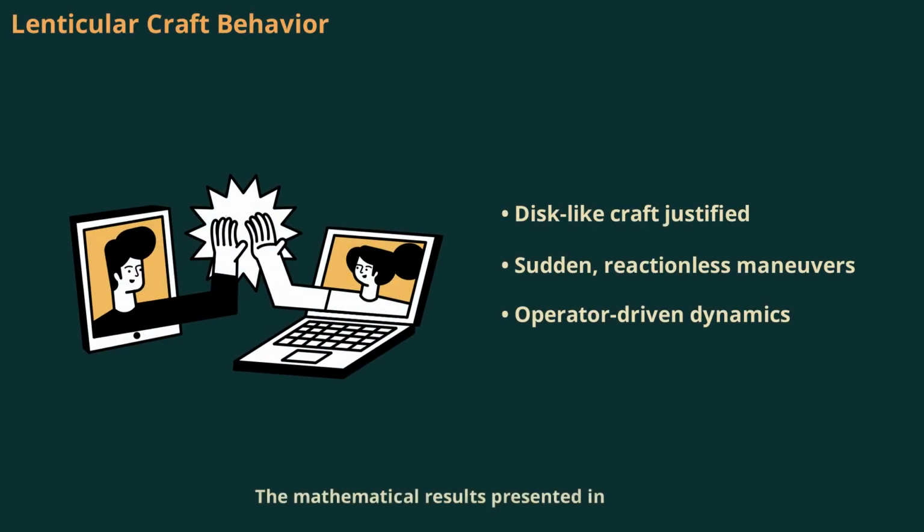The mathematical results presented in this chapter directly justify the lenticular or disc-like craft behavior depicted in AEON STRATUM PRIME imagery. By leveraging temporal stress gradients and tunable inertia, these craft can perform maneuvers that defy classical expectations, such as sudden changes in direction or acceleration without apparent reaction forces. This behavior is a natural consequence of the operator-driven framework established here.